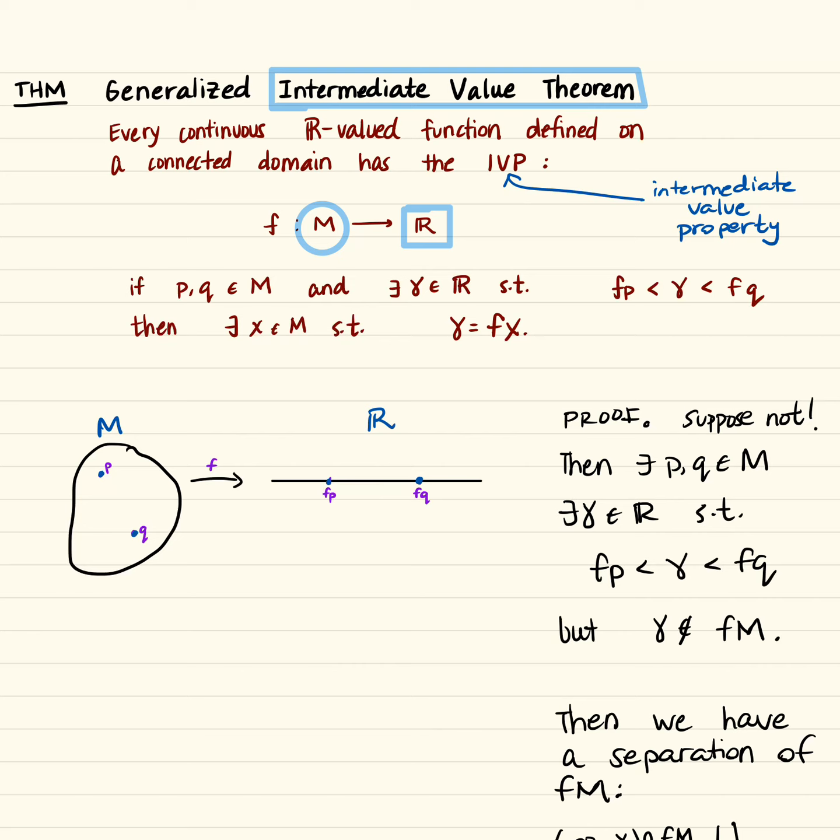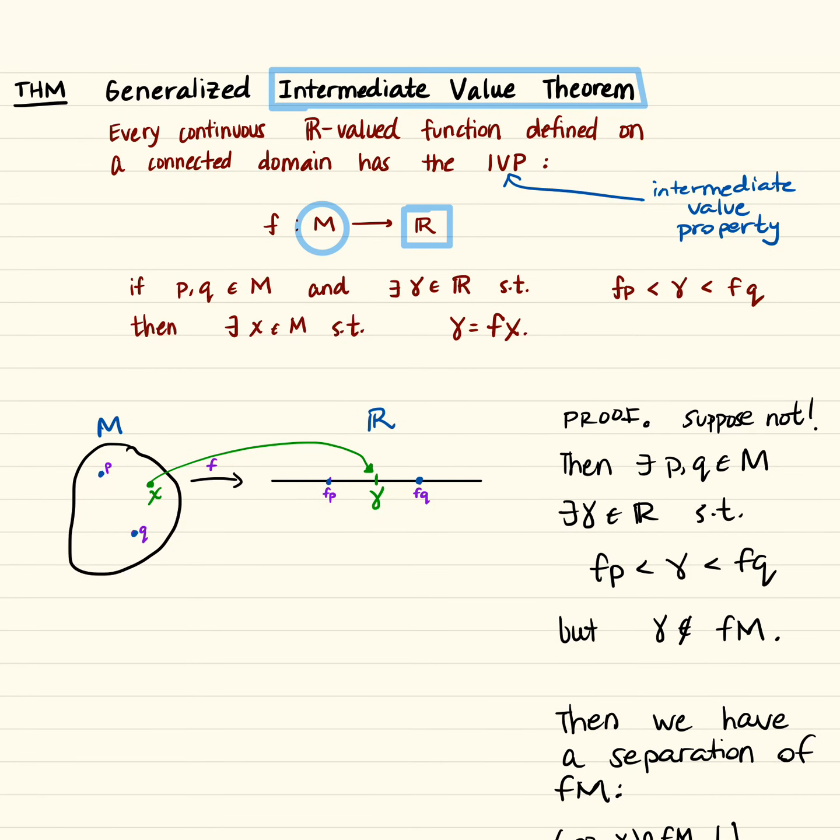What we're saying is, for any point gamma in between F of P and F of Q, gamma is the image of some point in M, right? So there exists some X such that X is sent to gamma. Okay?